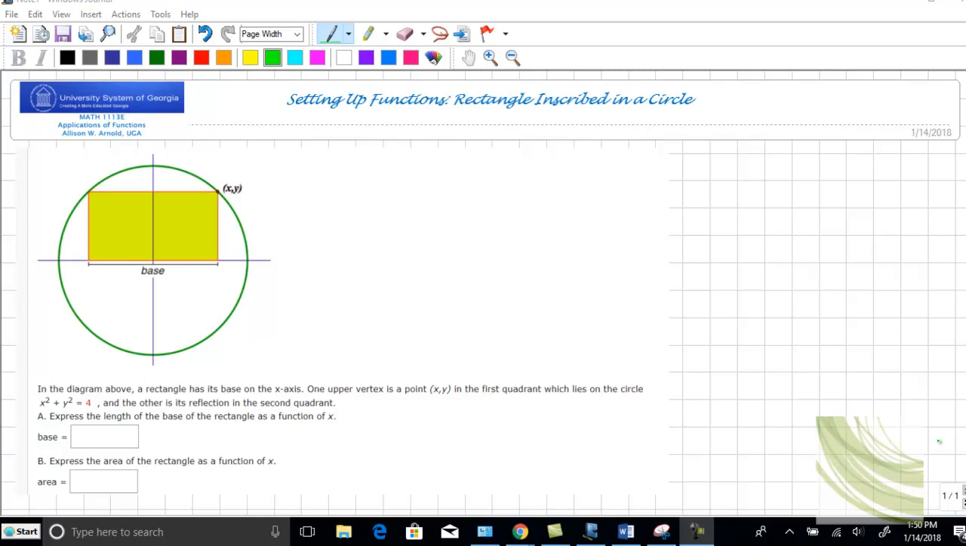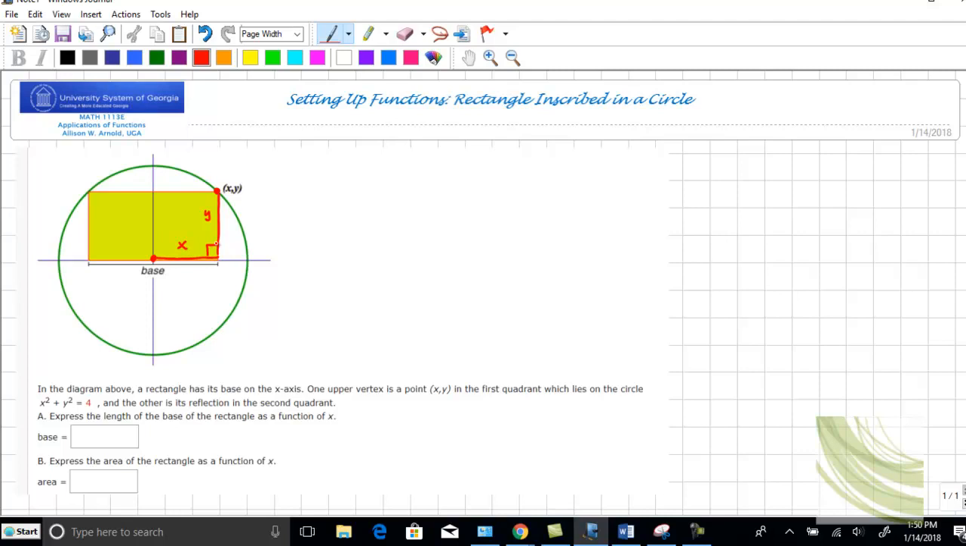Here's another setting up functions problem. It's a rectangle that's inscribed in the top half of a circle where the base lies along the x-axis and the upper vertex that you see, (x, y), is given by going from (0, 0) over x units and up y units to get to (x, y) in the rectangular coordinate plane.